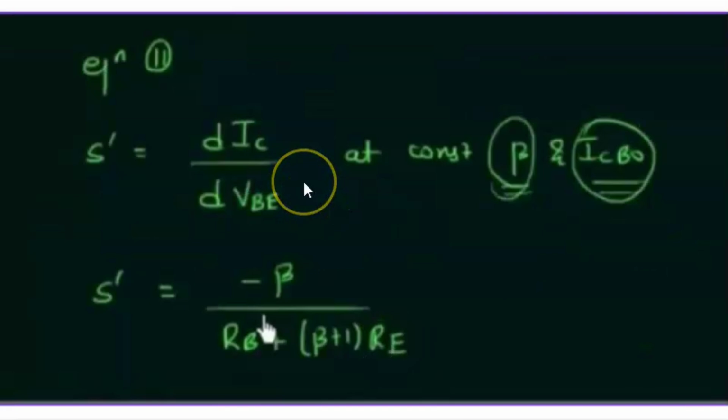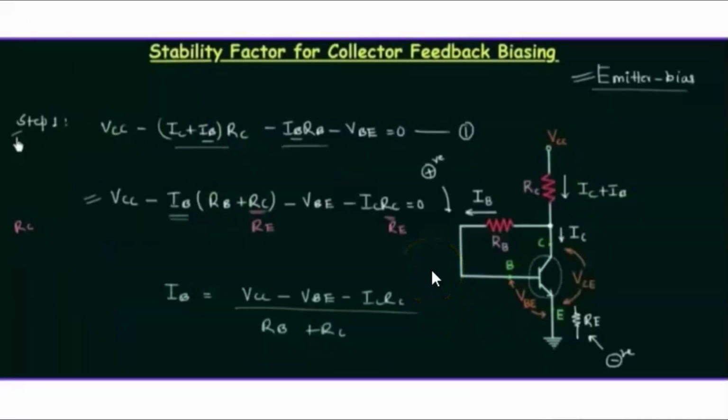And similarly हम लोग S prime की वैल्यू को कैलकुलेट कर सकते हैं which is DIC by DVB at constant beta and ICBO and उसका output है that is minus beta by RB plus beta plus 1 times RE. Now let us talk about the stability factor for collector feedback biasing. So here we have a circuit and we are going to follow the same steps.